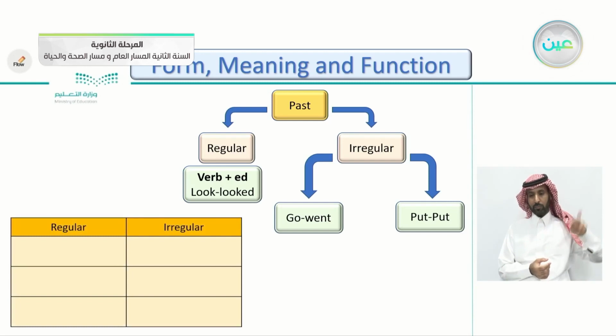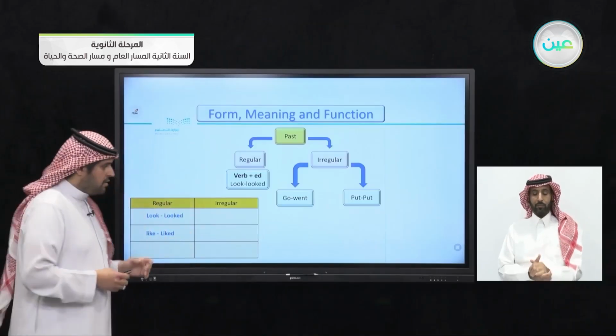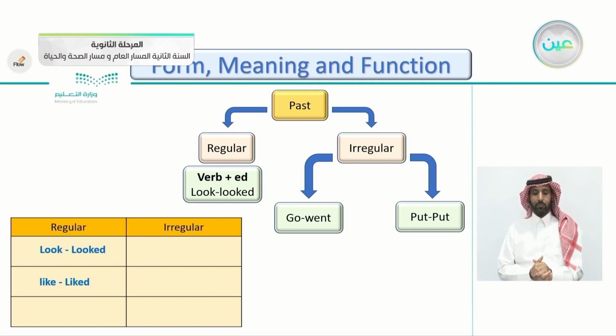So can you give me more examples of the regular and irregular verbs? I will give you some examples here. As it's read here: look, looked; like, liked. And you notice here, if the verb is ending with the letter E, we don't add another E, just add the D. For example, here the verb like, we added just the letter D. And want, wanted.